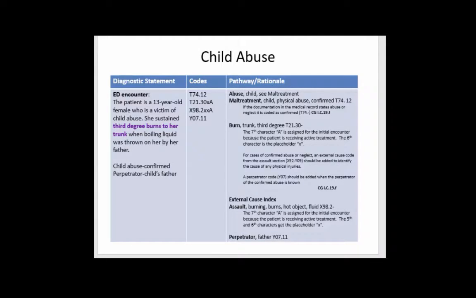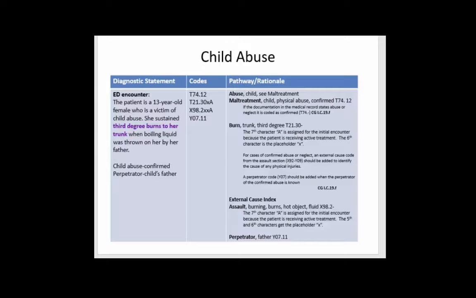Here's an example. In the emergency department, the patient is a 13-year-old female who is a victim of child abuse. The physician has just stated this is confirmed. She sustained third-degree burns to her trunk when boiling liquid was thrown on her by her father. So we're going to be coding a confirmed case of child abuse, and we are going to be coding the perpetrator because it's a confirmed case of abuse.